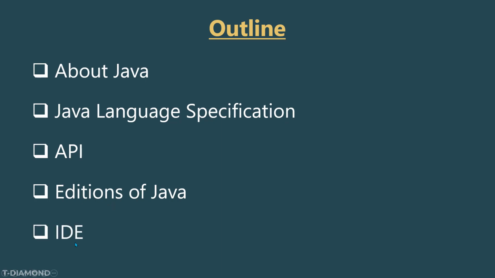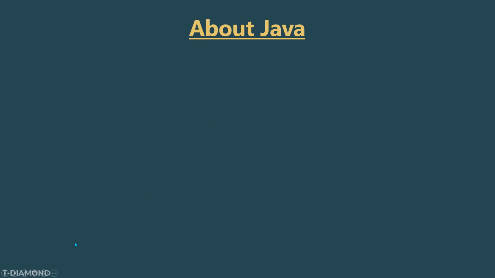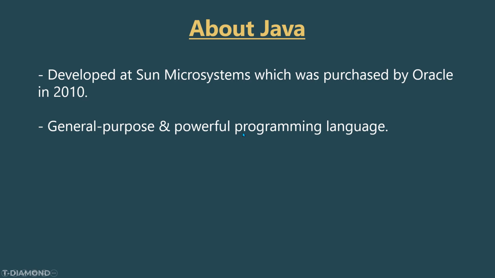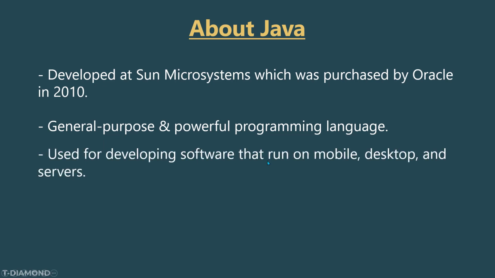Okay, so let's start with general information about Java. First of all, it was developed at Sun Microsystems, which was purchased by Oracle in 2010. Moreover, it is a general purpose and powerful programming language, as we said. Also, it is used to develop software that runs on mobile, desktop, and servers. So we can develop different kinds of programs. And finally, it is machine independent, which is, as we said, very important.